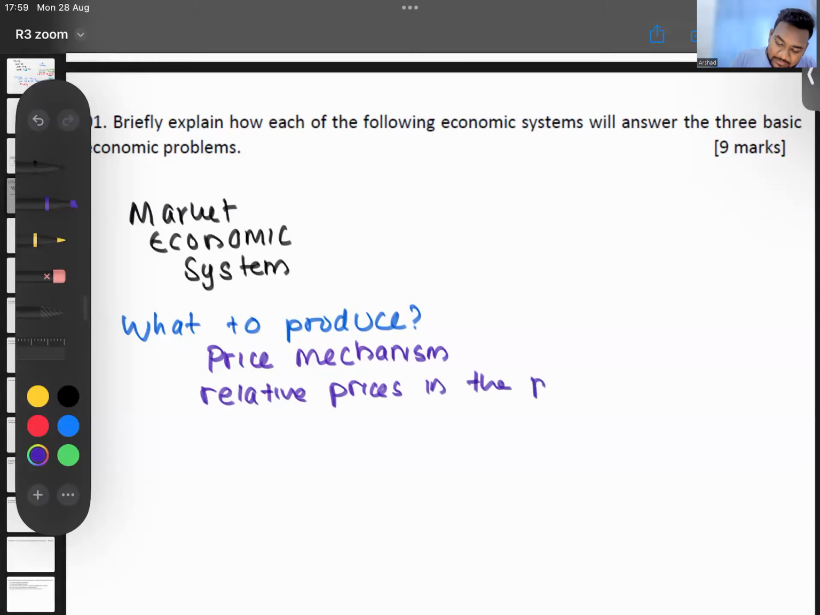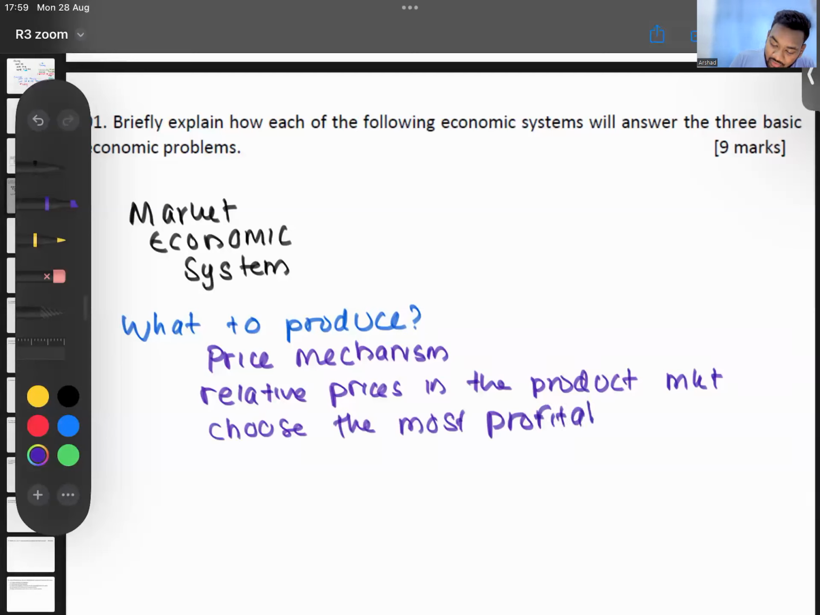Now, what does that mean, guys? That means they compare and see, if I supply this product, I can sell it at this much. I can get this much of a profit. If I supply this, price is this much, I can get this much of profit. So they compare the relative prices in the product market, and then they choose the most profitable goods and services. They choose to supply the most profitable goods and services.